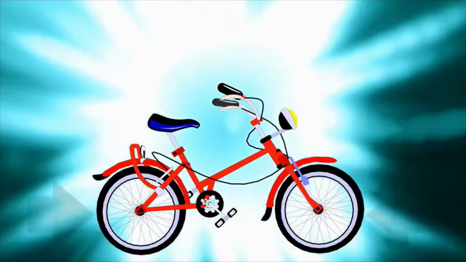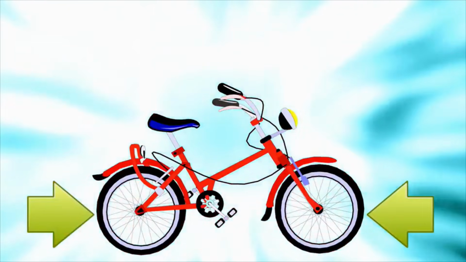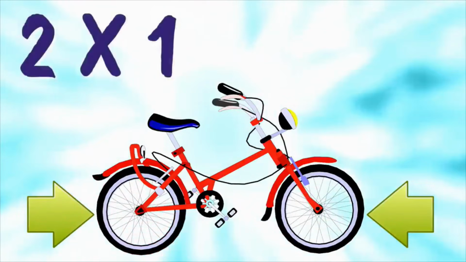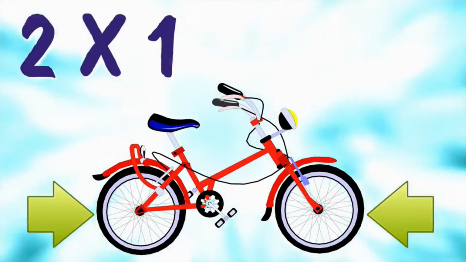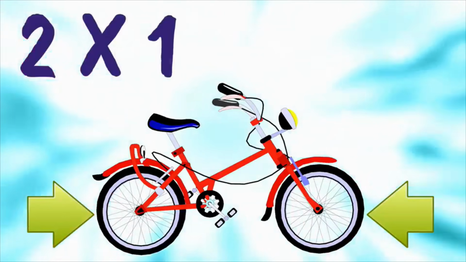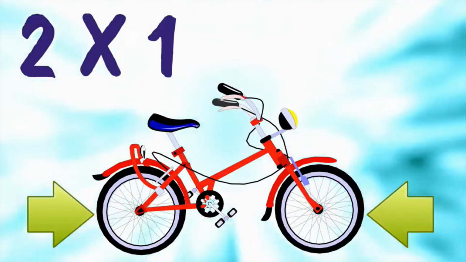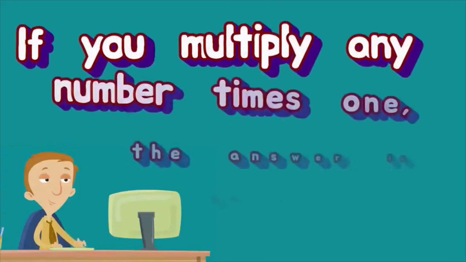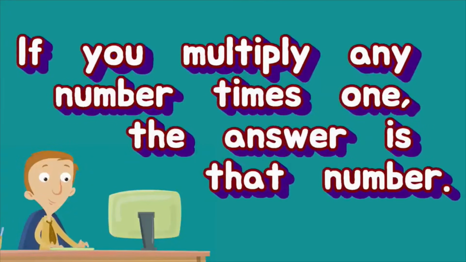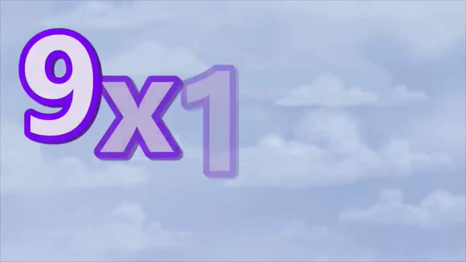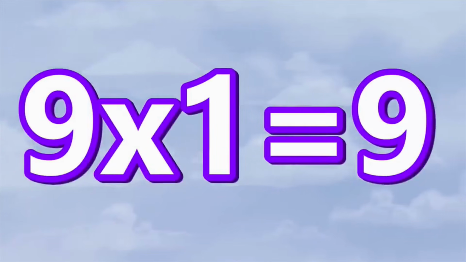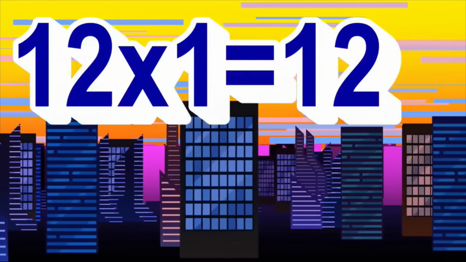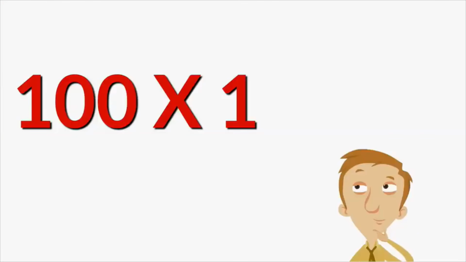Going back to bikes, you know that a bike has 2 wheels. If you have one bike, to find the total number of wheels using multiplication, you could multiply 2 times 1. 2 wheels, once. The number 2, just one time. And what's 2 times 1? Yeah, 2. 2 times 1 equals 2. If you multiply any number times 1, the answer is that number. For example, 9 times 1 equals 9. It's 9 just one time. 12 times 1 equals 12. It's the number 12 one time. 100 times 1 equals what?